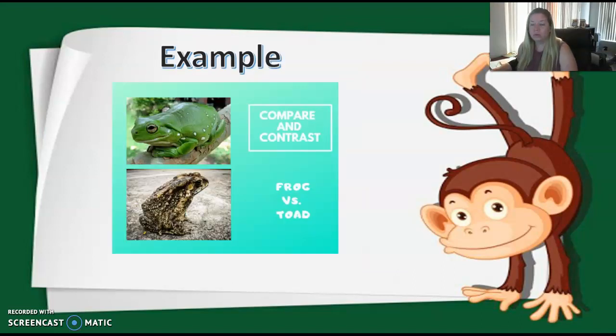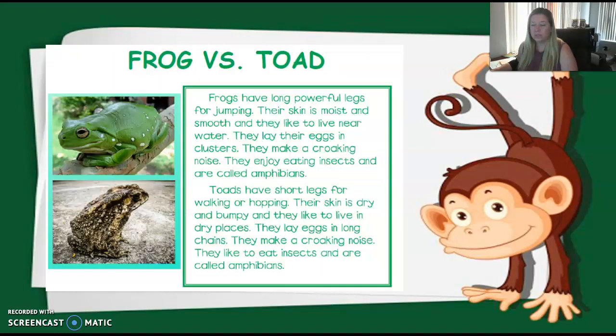For example, you might compare and contrast a frog versus a toad. So let's see. Frogs have long, powerful legs for jumping. Their skin is moist and smooth, and they like to live near water. They lay their eggs in clusters. They make a croaking noise. They enjoy eating insects and are called amphibians.